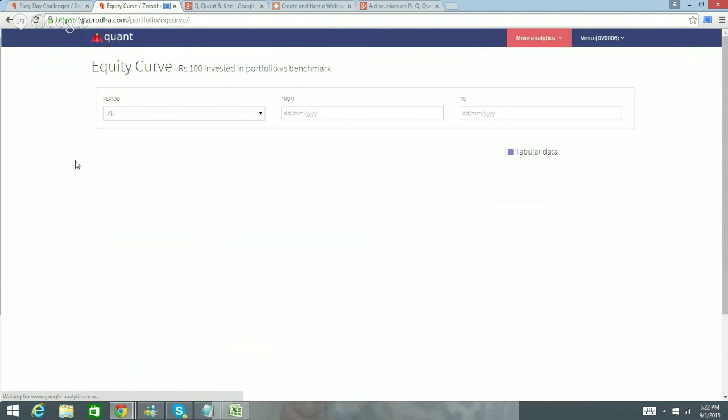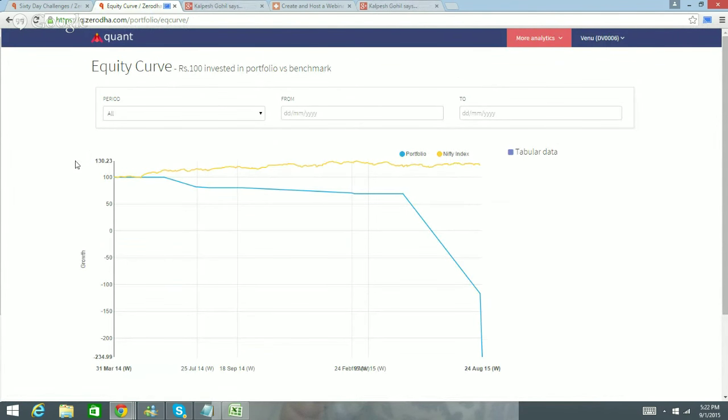So we have an equity curve, which is having a little problem right now, but Satya is going to fix it. What is showing right now is not really correct data. What's the equity curve? This yellow line you're seeing is the Nifty. It's basically saying if 100 rupees was invested into the Nifty versus into Venu's portfolio, how has each performed? Some issue with this chart will be fixed by tomorrow.